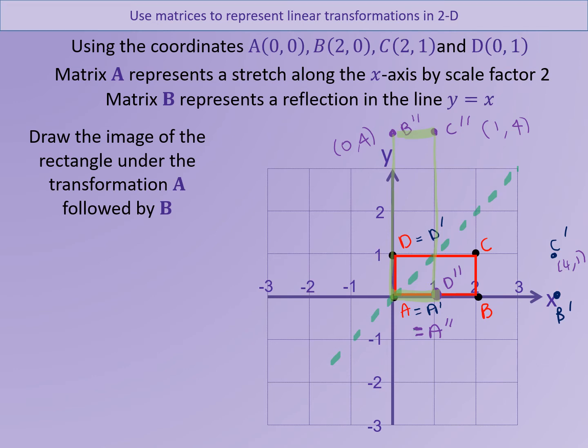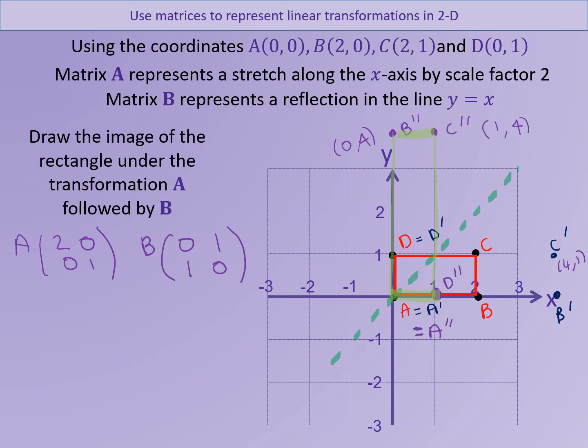Now let's take a look at the matrices that represent the transformation A and the transformation B. So A is a stretch along the x-axis by a scale factor of 2, which we found out last lesson was (2, 0, 0, 1), and B can be represented by (0, 1, 1, 0), so that's the reflection in the line y equals x.